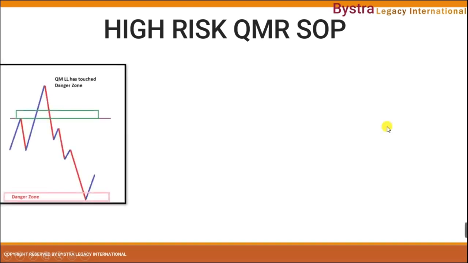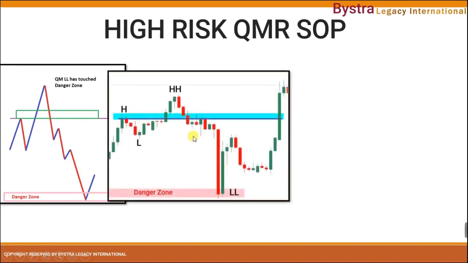The third one is when the lower low for a sell setup has touched the danger zone. Now this is super high risk. Let's look at one of the samples here. So we have a very nice QM pattern. Let me draw this out.